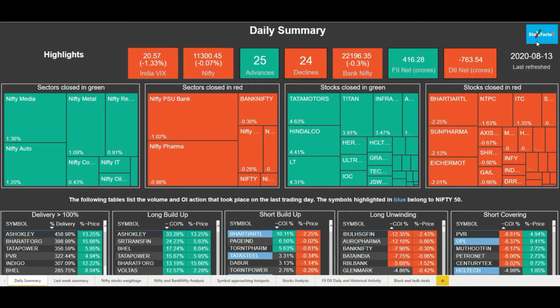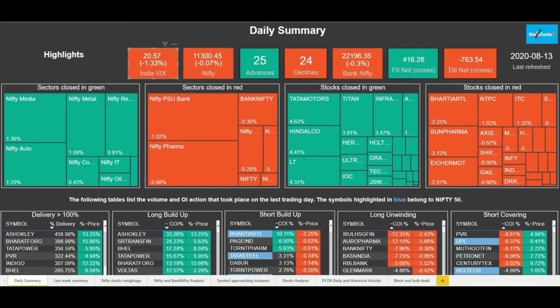So let's start with the topmost row of this page, starting from the left side. Here you can see that this box tells us the value of the India VIX. Now what is India VIX? India VIX represents the volatility index of Nifty. The box is shown in red because today India VIX closed in red. Obviously when India VIX falls, it is actually a good sign, but since it has fallen, we have shown it in red.